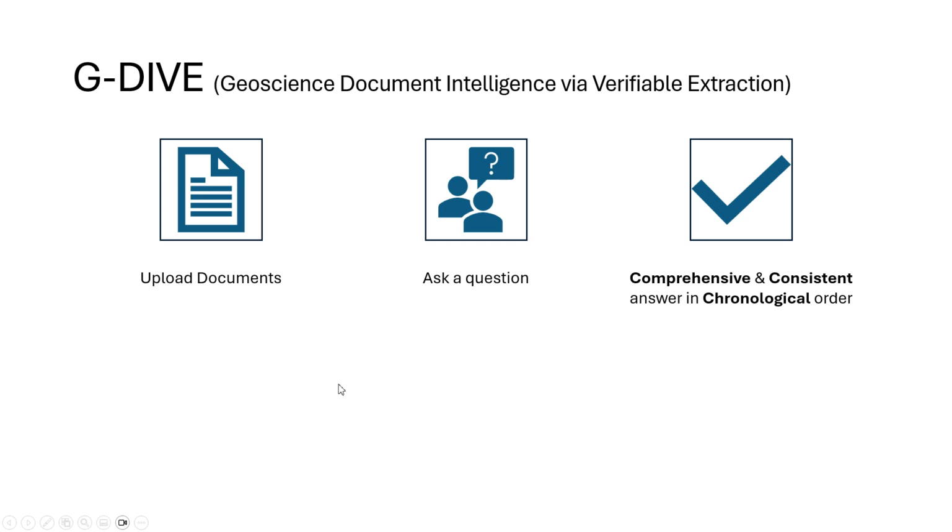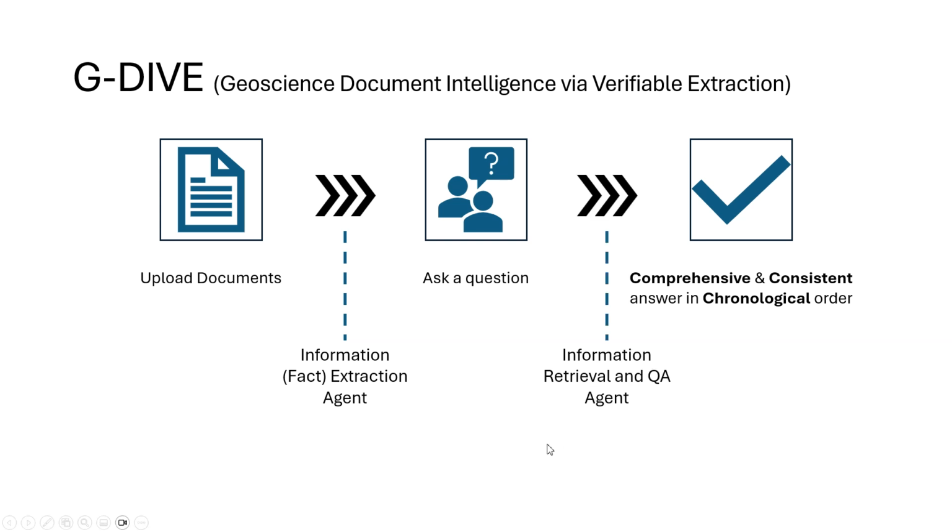Behind the scenes, GDive uses two agents to make this possible: an information extraction agent that reads and structures the contents of all uploaded reports, and an information retrieval and question answering agent, which answers the user's questions based on the extracted facts.